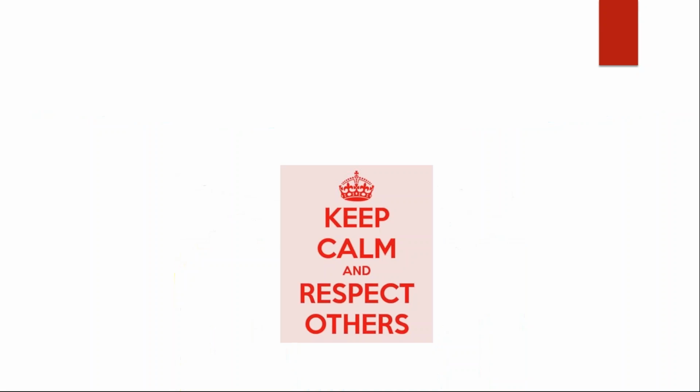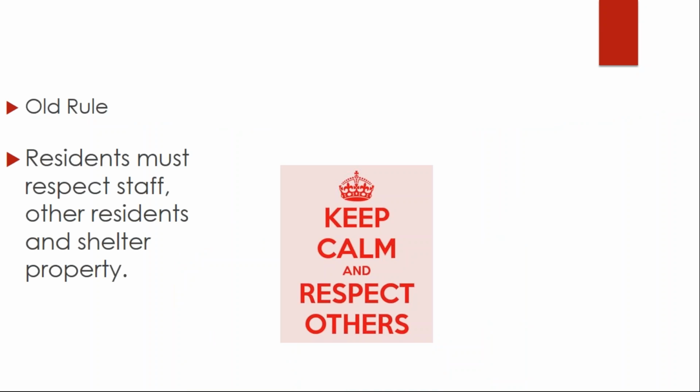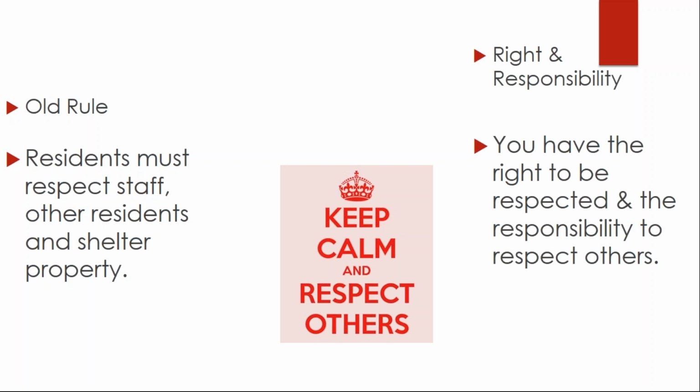So some examples. An old rule might have been: residents must respect staff, residents must respect other people and shelter property. But we also want to make sure that residents understand that they have the right to be respected. You have the right to be respected and the responsibility to respect others. So it's not just about you're coming in here and you have to act a certain way or we're going to kick you out, or you have to act a certain way or you're going to be in trouble.